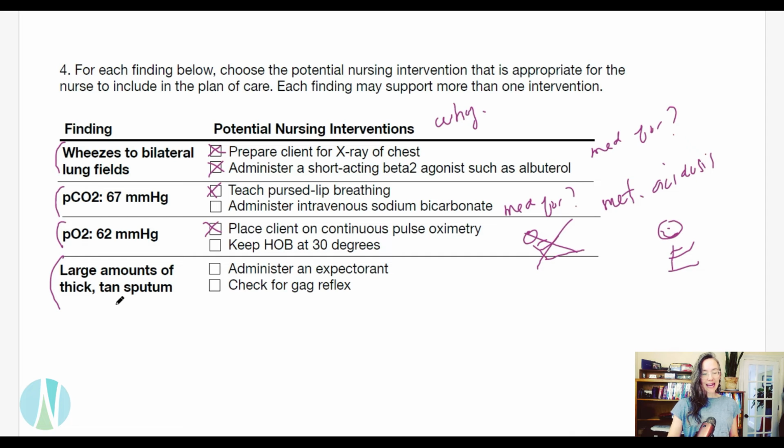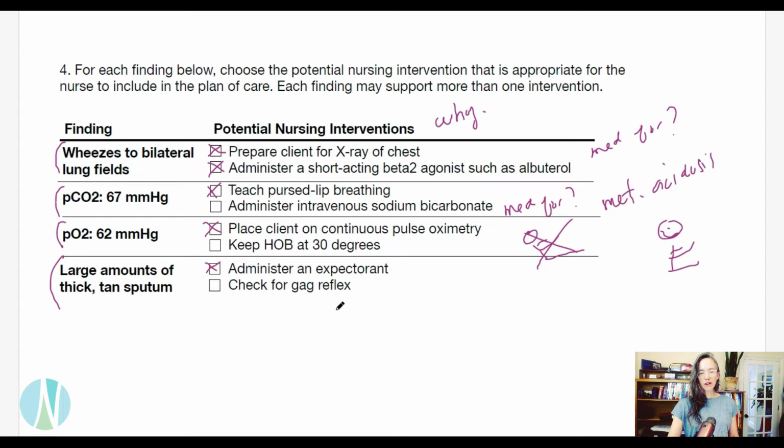Large amounts of thick tan sputum. Okay. So what did that mean? How did you interpret that? An infection, maybe they're starting to get an upper respiratory infection. So administer an expectorant. Okay, what is that? What's that med for? That is a medication that gets them to cough up the gunk. So I like that one.